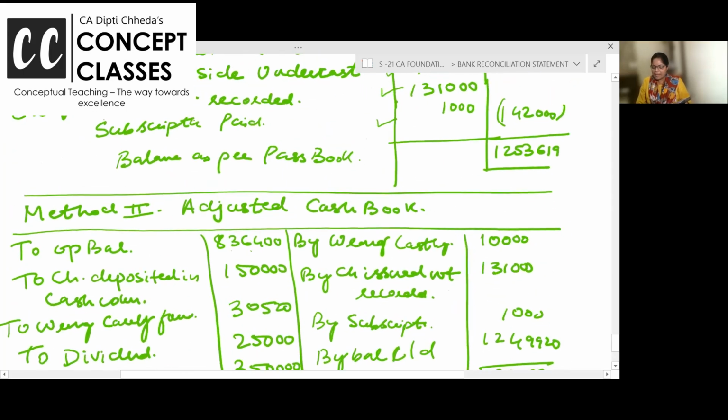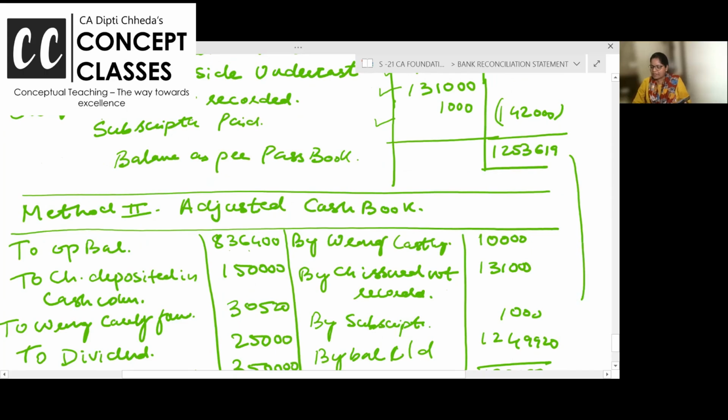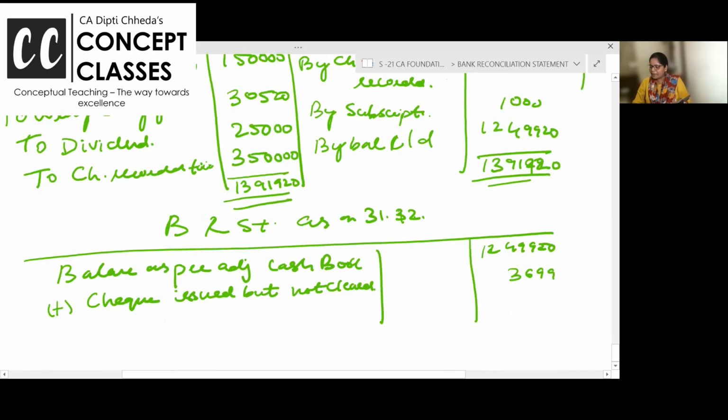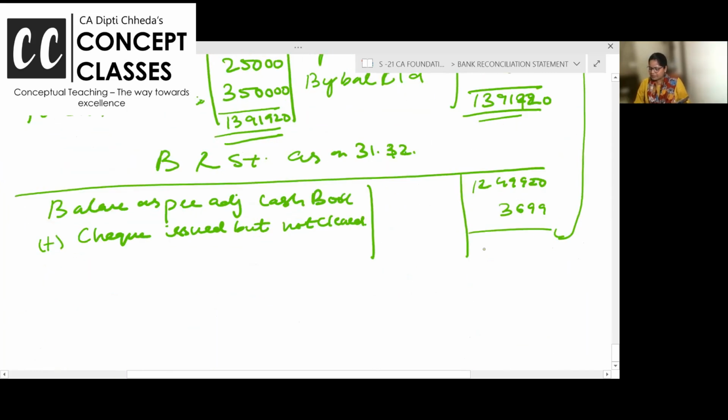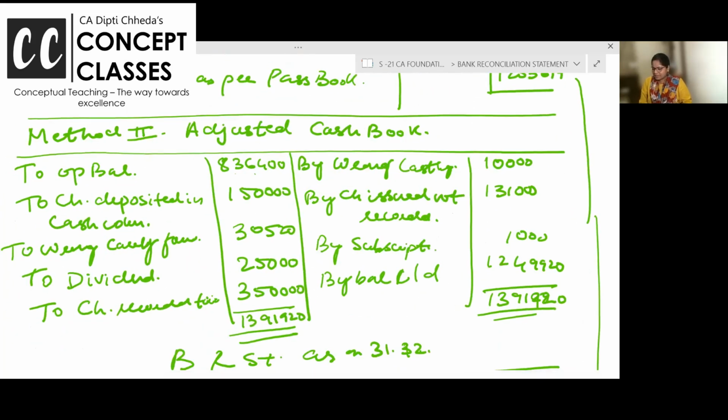How much did you get as the balance as per passbook? This is what should come, right? Whether you prepare by the first method or by the second method, the answer should be the same. Check, it will come the same. 1249920. 12,53,619. Balance as per passbook.